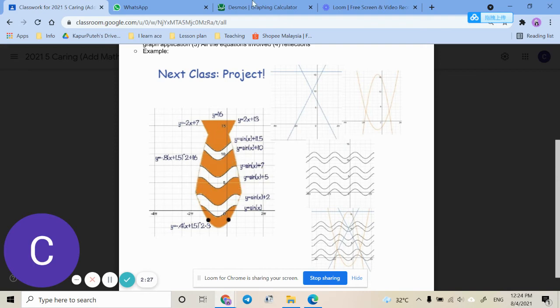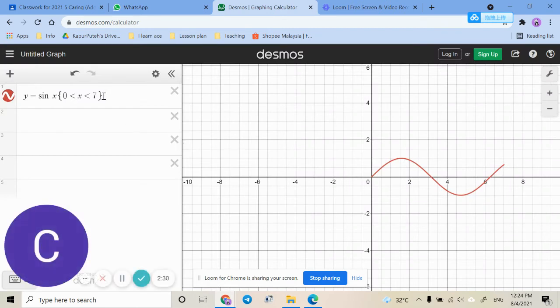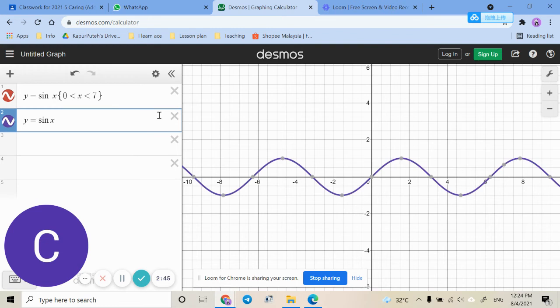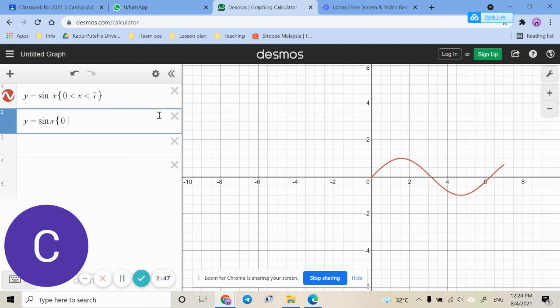So you can set the range. This is Desmos, right? For example, if I need y equals sin x, I set the range like this. I key in the equation. After that, I set the range with curly braces, x from what to what. And then, for example, I want to draw another one. Then I draw the similar equation with the range. I set x from 0 until 7.